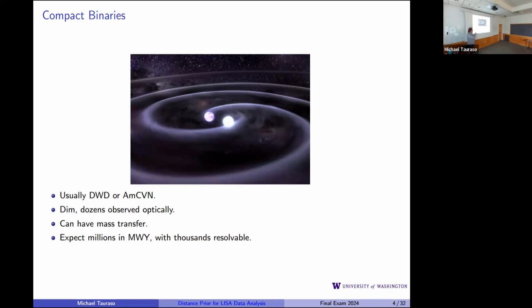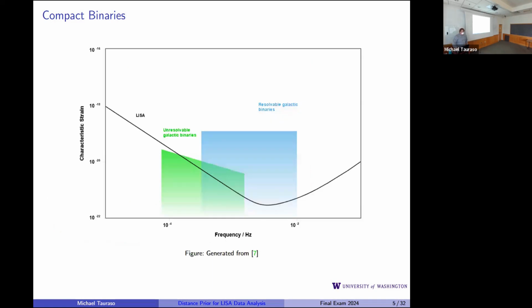You can have them be close enough to be transferring mass. In many cases they are like the simple binary system that you could model with gravitational waves, one of the simplest, but you can have mass transfer dynamics. And for LISA, we're expecting something around millions of these to be in the Milky Way, but we're only going to be able to resolve thousands of them.